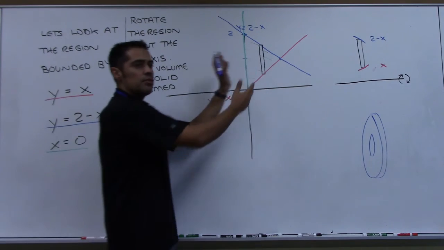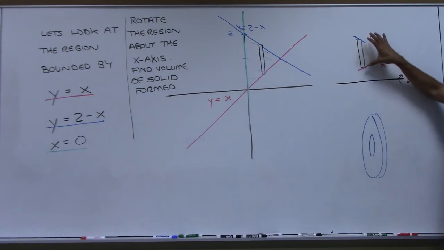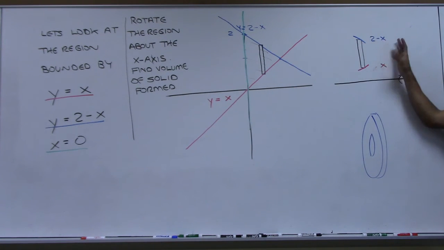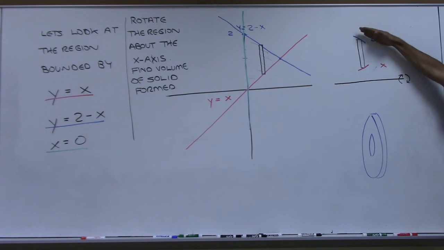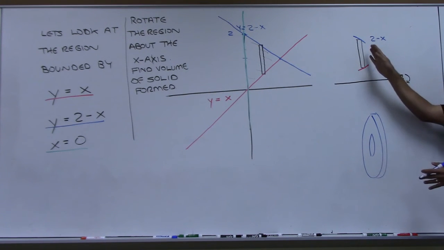So this is a picture of the region. This is a picture of just the rectangle with all the other stuff pulled out of it, just the rectangle with what dictates the top and bottom of it. And this is what we call one slice. One slice of that.